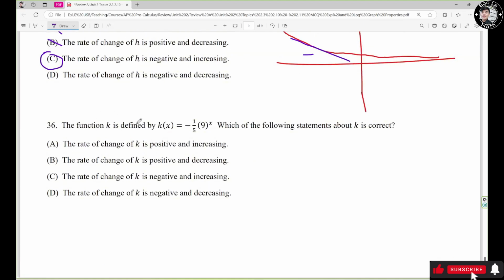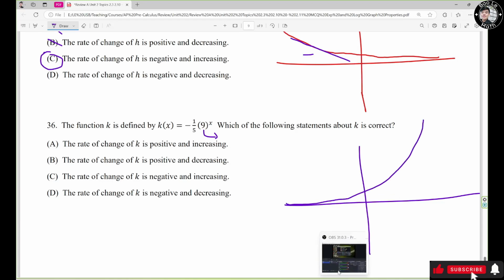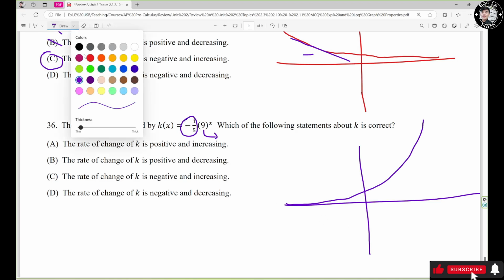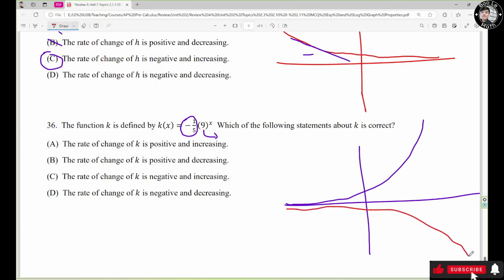Now, number 36, the function k is negative 1/5 times 9 to the s, right? So we need to sketch this one. Because b equals 9, greater than 1, this is an exponential growth function, so it could be something like this, right? Now, since a equals negative 1/5, which means there is a reflection over the x-axis, so it could be something like this, right?